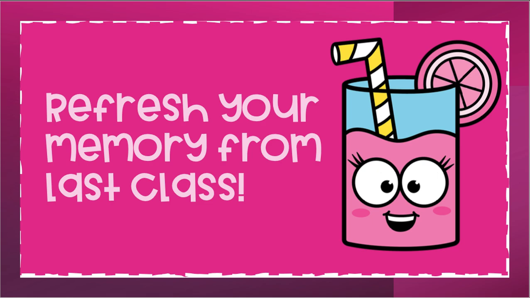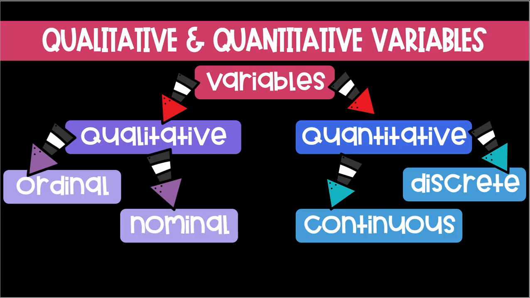Hello students, before I go into this new section, I would like you to refresh your memory from the previous classes. Remember that we have different types of variables, qualitative and quantitative. Qualitative being separated or classified as ordinal and nominal. Remember, the ordinal have a natural order while the nominal don't. And the quantitative, which could be classified as discrete and continuous, since quantitative is number data.